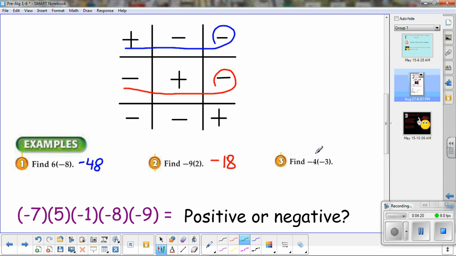In the third example, -4 times -3, they're both the same sign, so the answer is going to be positive. Or bad things happening to bad people is good. Or looking at the tic-tac-toe board, negative times a negative is positive.